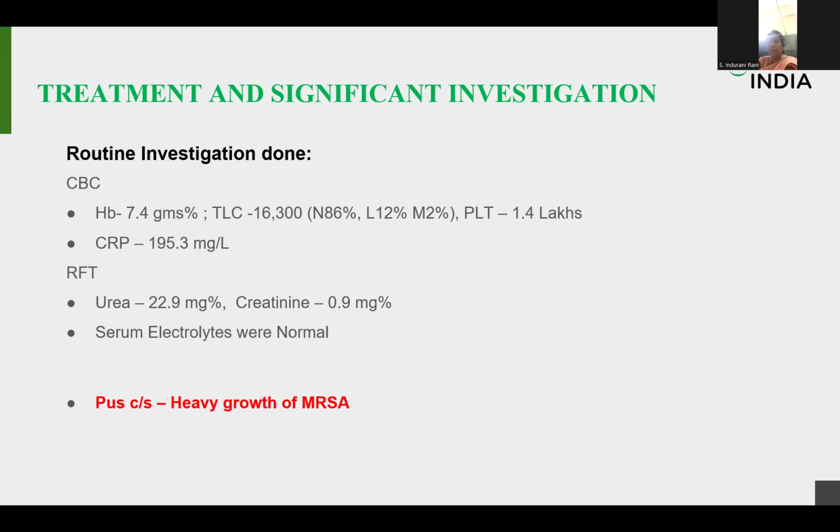Routine investigations done: hemoglobin 7.4, total count 16,300, and platelet count 1.4. CRP is highly elevated, 195.3. Renal function test, urea 22.9, creatinine 0.9. Serum electrolytes are normal. Pus culture, heavy growth of MRSA.